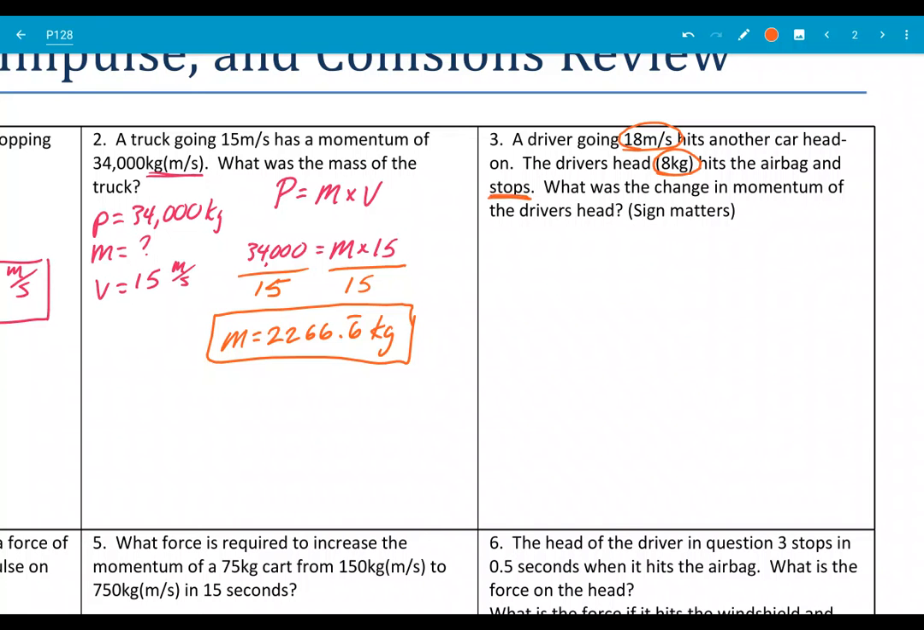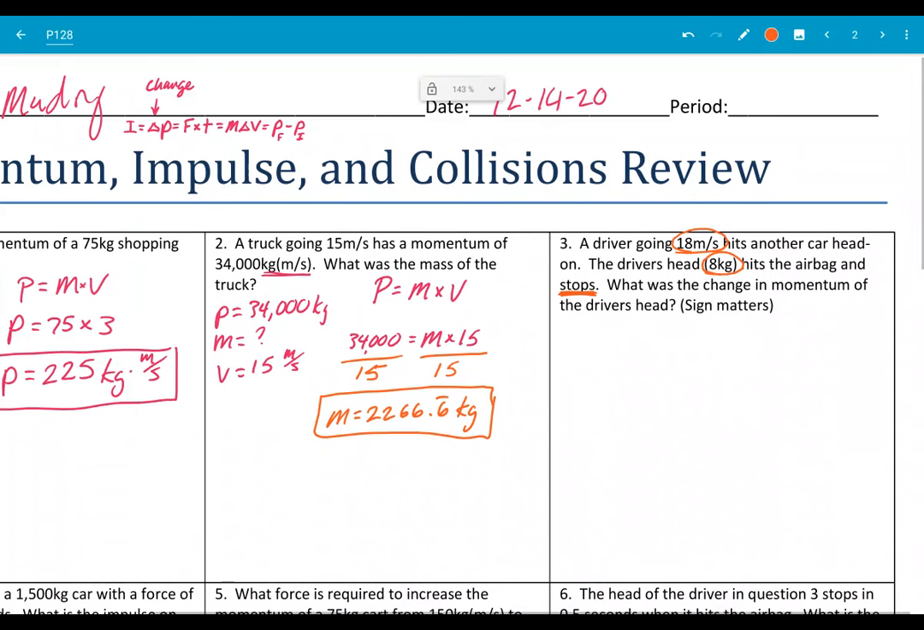Well, at the end, the driver's head comes to a stop. And if it comes to a stop, then the momentum is 0. Okay. Now, this is an impulse type of question, which means that we can either use a force times the time, mass times a change in velocity, final momentum minus an initial momentum. Okay, we have all of those choices.